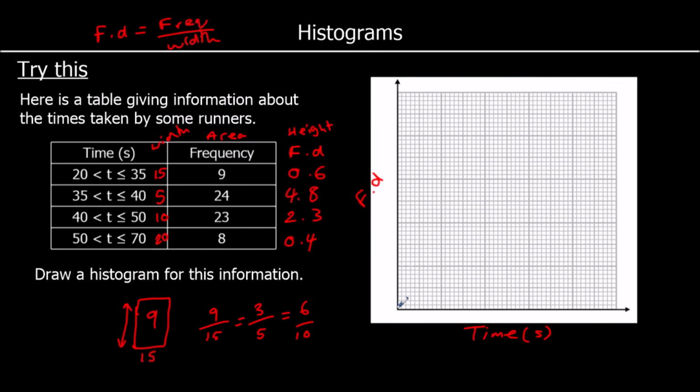So we're going to have the frequency density 0, 1, 2, 3, 4, and 5. And the time, we're going to start at 20, 30, 40, 50, 60, 70. So let's draw on the bars. Our first bar goes from 20 to 35 and goes up 0.6. Our second bar goes 35 to 40 and up 4.8.